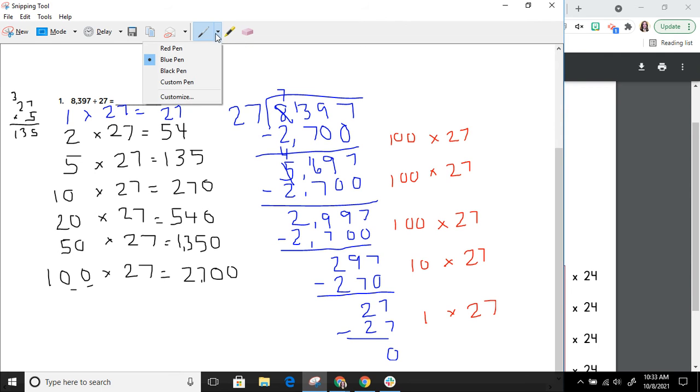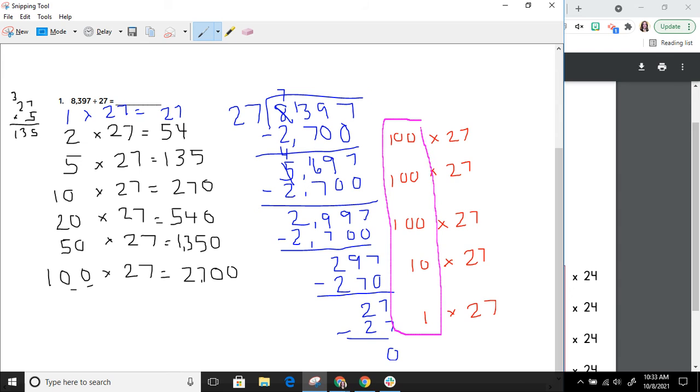You shouldn't get 0. Now what you do is you take these numbers right here, not the 27s. We're just looking at these numbers, 100, 100, 100, 10, and 1, and we're going to add them. 0 plus 0 plus 0 plus 0 plus 1 is 1. 0 plus 0 plus 0 plus 1 is 1. 1 plus 1 plus 1 is 3. So 100 plus 100 plus 100 plus 10 plus 1 is 311.